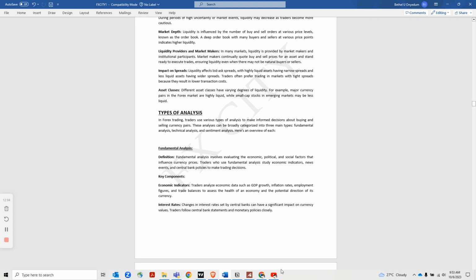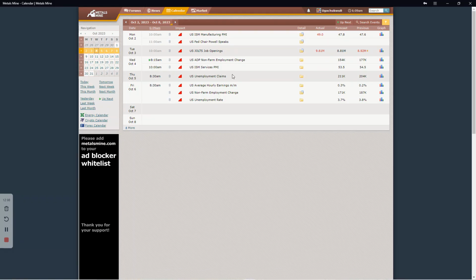So I actually did show you this. As you progress in this material, you actually see where I posted this. So this is the economic calendar. These are high impact news. I actually set this and filtered it to only high impact news.